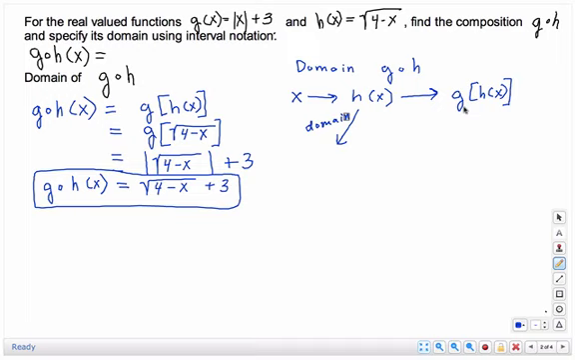And then the next thing we're going to do, which is a little bit longer process, is find the domain of g of h of x. And to do that, we've got to do it in 2 steps. The first thing you do is find the domain of g of x.